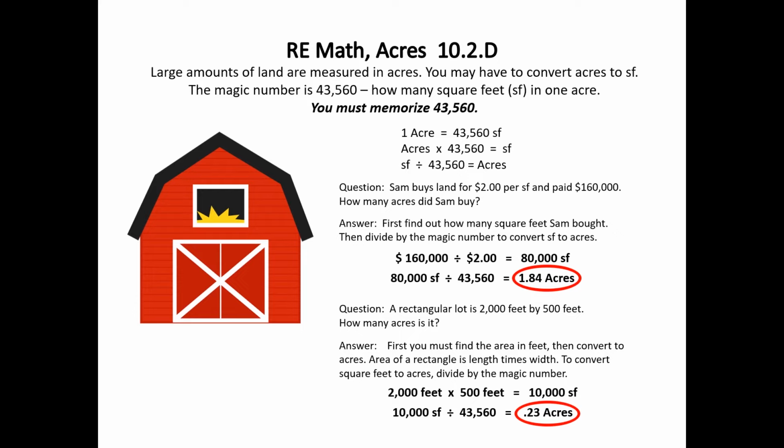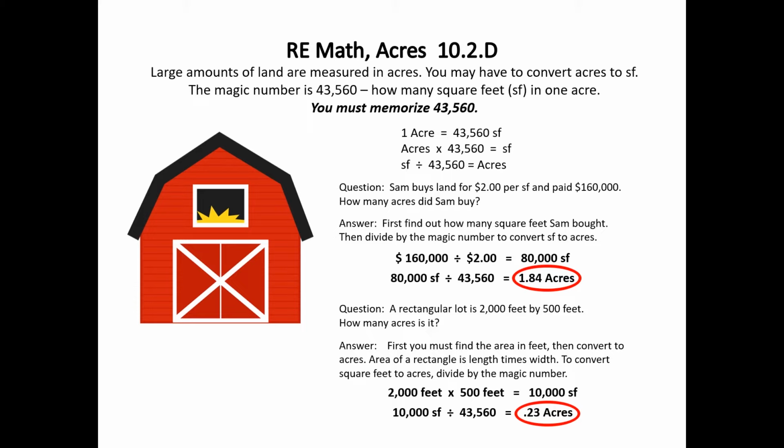Now, you notice that I have written here that if you know the acres, you multiply by the magic number, which is 43,560, to get square feet. If you know square feet, you divide by 43,560 to get acres.